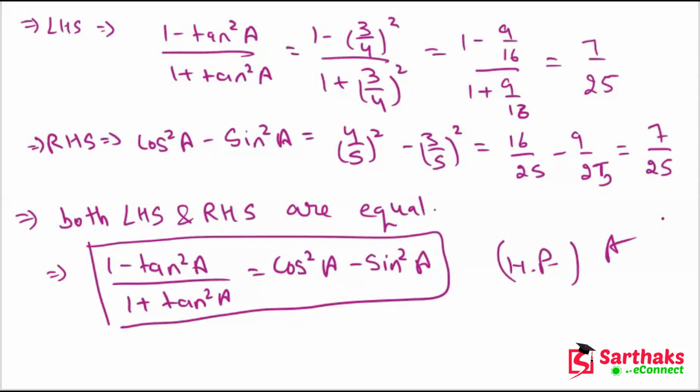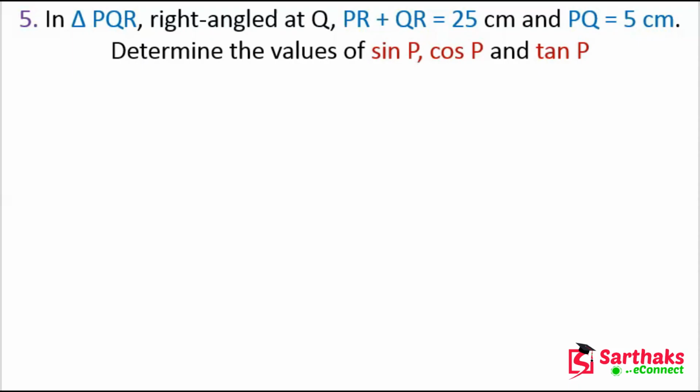My dear friends, I hope you understand these things. So now let's move on. The next question, question number 5, is: in triangle PQR, right angled at Q, we have PR plus QR is 25 centimeter and PQ is 5 centimeter. Now we have to determine the value of sin P, cos P and tan P.